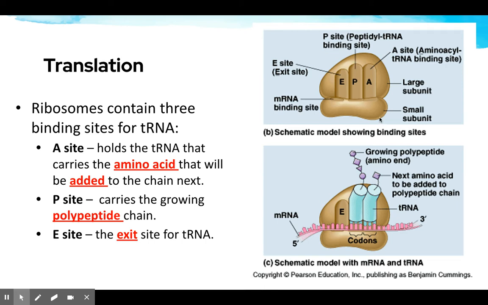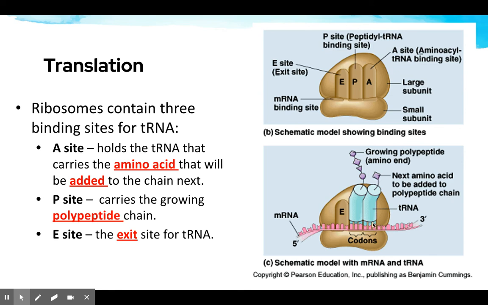For our ribosomes, our rRNA, there are some important sections. So we have different sites. Our A site is where our tRNA first enters the ribosome. This is where it's first going to attach to our codons on our mRNA strand. This tRNA, remember, is carrying an amino acid.